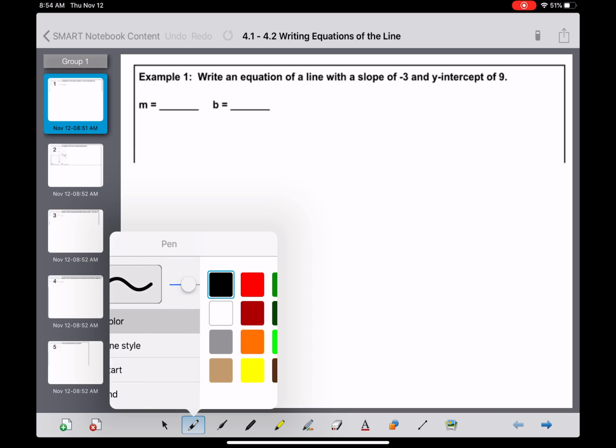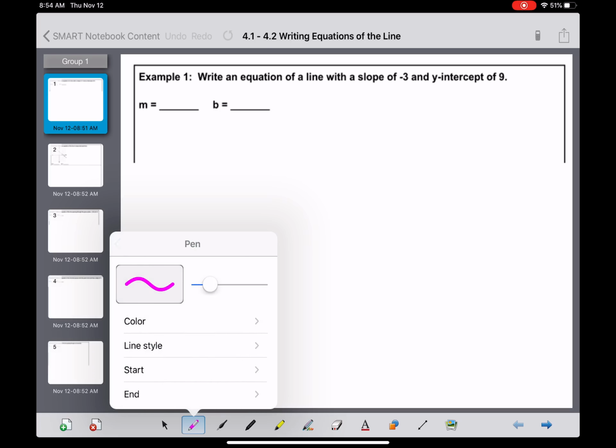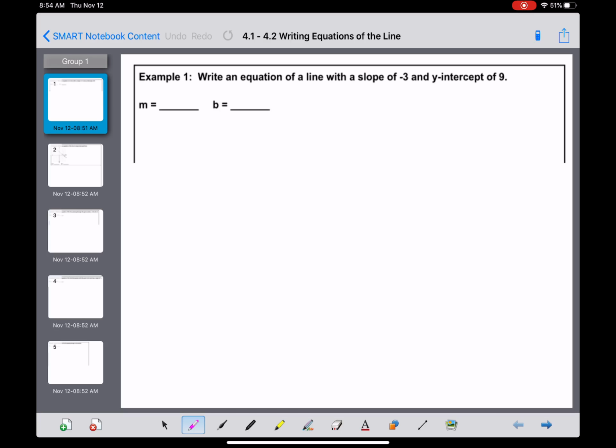So last unit, we were given a line, for example, y equals 2x minus 7, and you were expected to create a graph based off of that line. Well, this unit is the reverse. We are now trying to write an equation of the line. When we are trying to write an equation of the line, we need two pieces of information. We need the slope and we need the y-intercept.